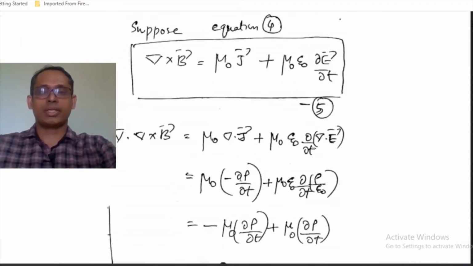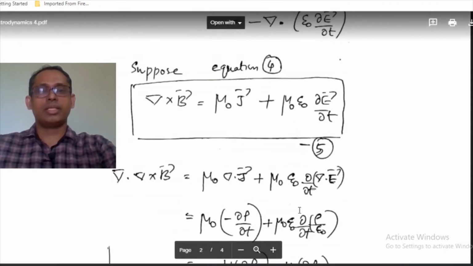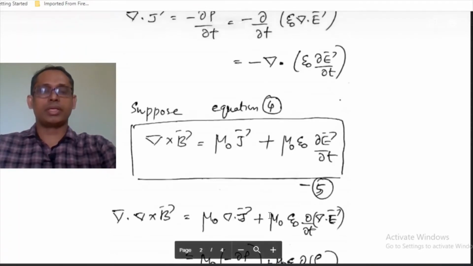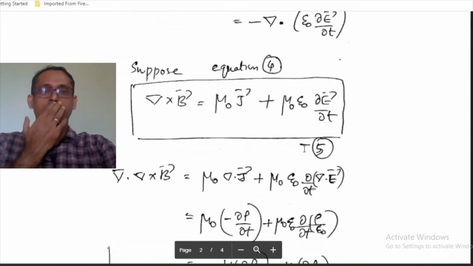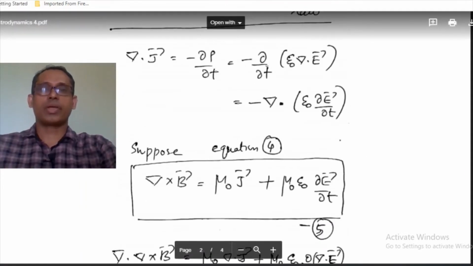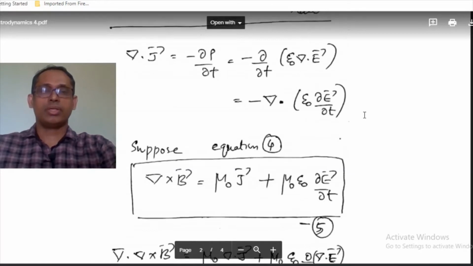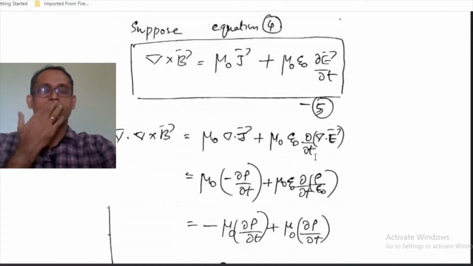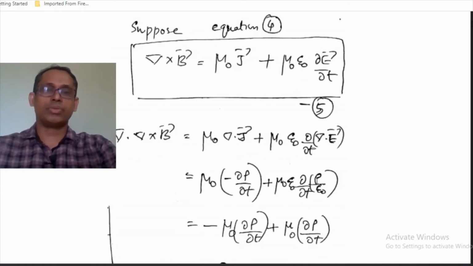So here I can write ∂ρ/∂t, and this thing is ∂/∂t of ∇·E. So ε0 ∂/∂t of ∇·E is equal to ∂ρ/∂t. Okay, this is actually ∂ρ/∂t.